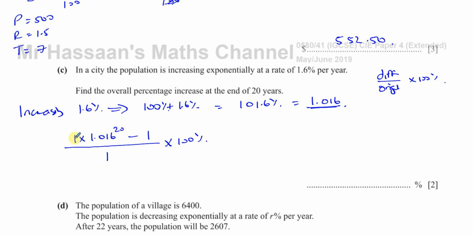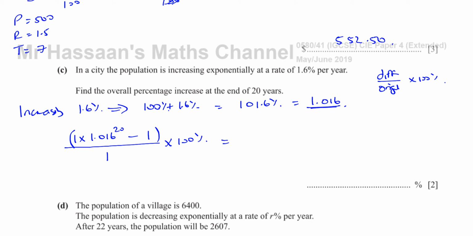Now, it really doesn't matter what number we put in this place. If I say there are 100 people we started with, there'll be 100 here and 100 here. They'll cancel out to give you ones anyway. So it really doesn't matter what number you use here. I'm just using 1 because it's easy. So all I have to do is this, times 100, and that will give me my percentage increase.